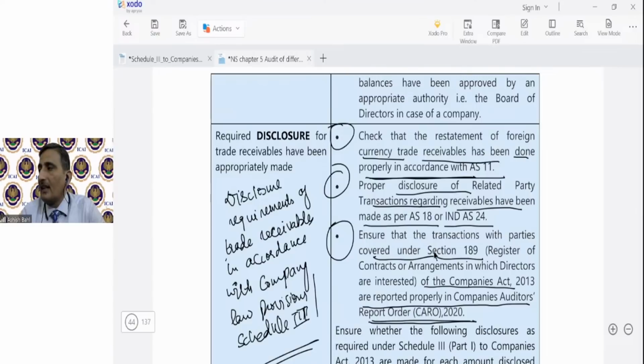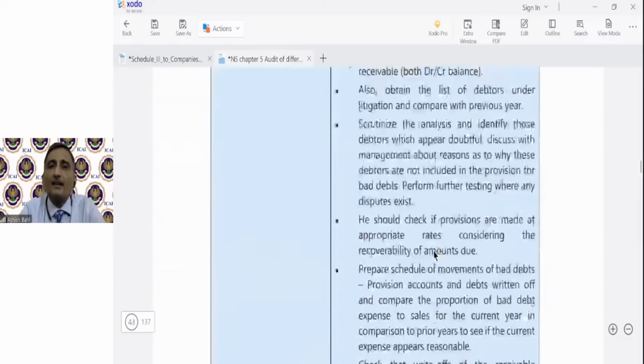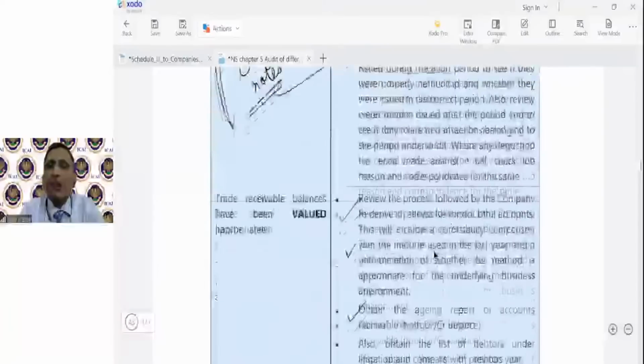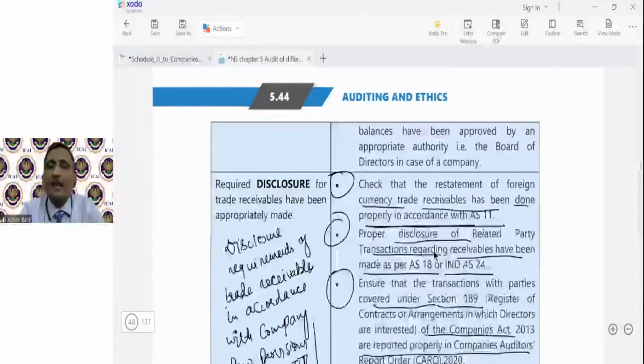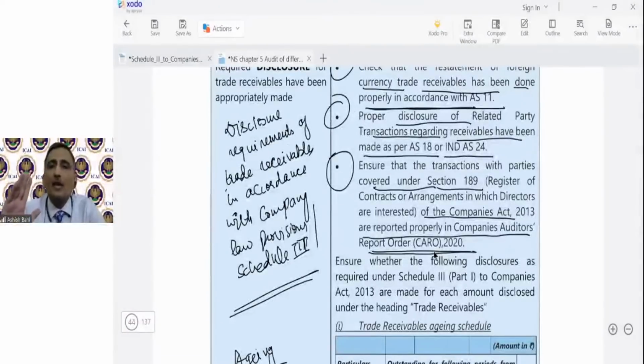Anmol Patwa, you are asking this table should be learned. No, Anmol, if you are saying about this table, then obviously these contain all the general things. So you have to keep in mind main say 5-7 procedures in respect of trade receivables which you can use, and you have to specifically learn the requirements of Schedule 3 of the Companies Act regarding disclosure of trade receivables. Okay.